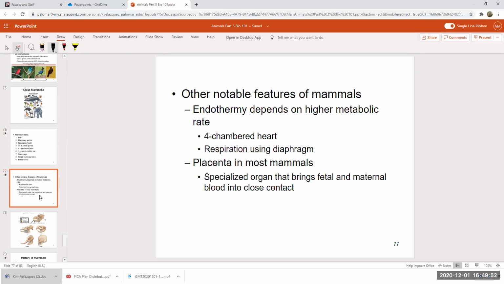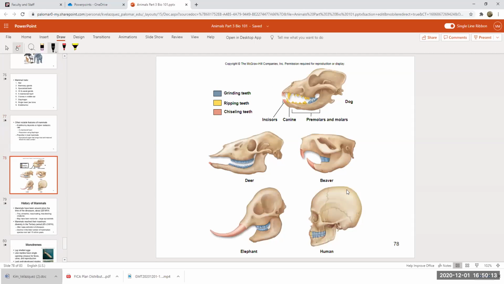Other notable features is that they have a high metabolic rate. Okay, so they have to have a really efficient heart and respiration. And that's because we keep our body temperature constant. There's a huge energy requirement for that. Most mammals have a placenta, but there are other types of reproduction in mammals that we'll talk about in a second. I want to show you the specialized teeth.